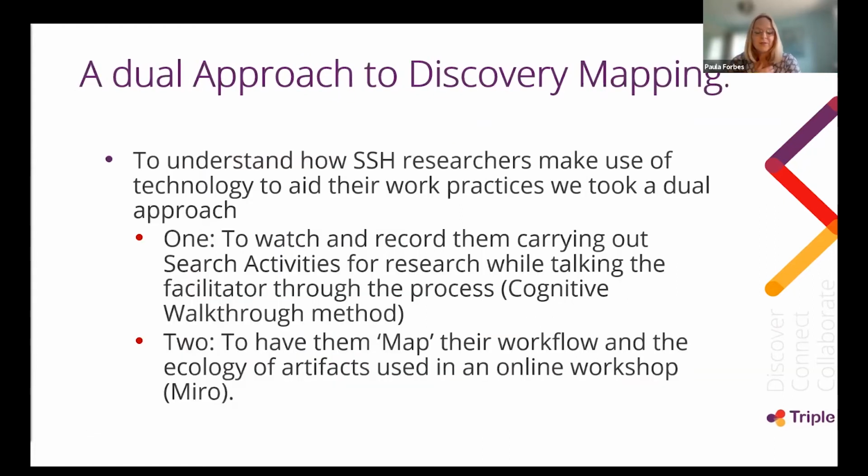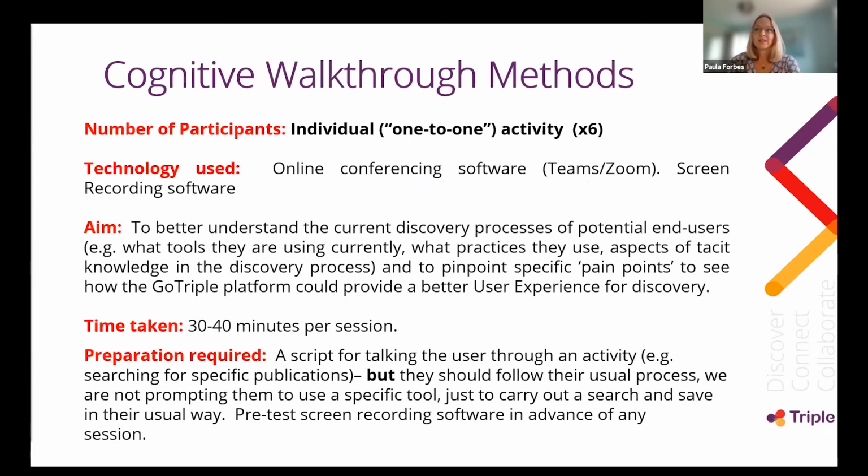Okay, so the two different methods that we used, one was to actually watch and record what the researcher was doing online, and you'll all be familiar with this. It's a kind of cognitive walkthrough technique. It's a kind of widely used usability method. So we took this approach of watching and trying to understand. And the second one was a newer process, which was really taken from a technique used by Bodker et al., and it was about artifact ecology mapping. So it's to get them to map the journeys.